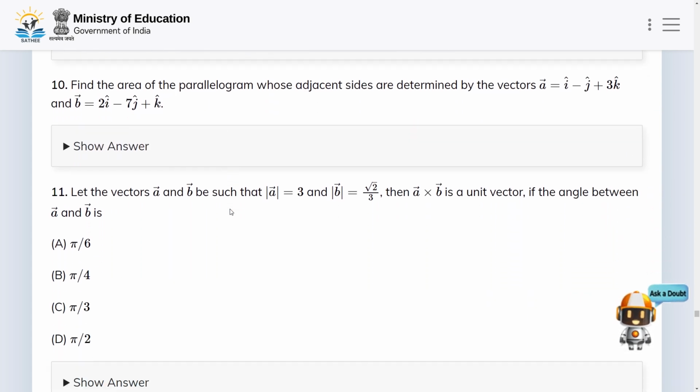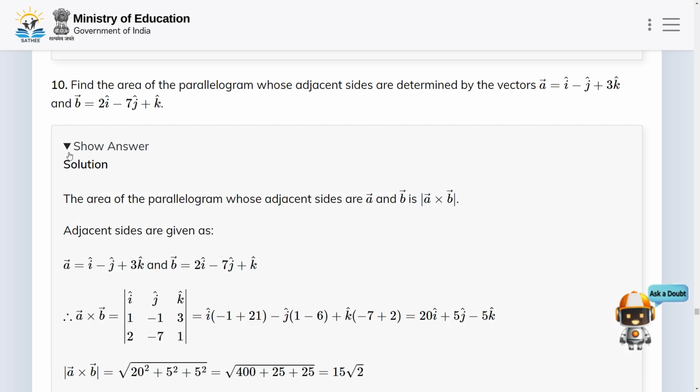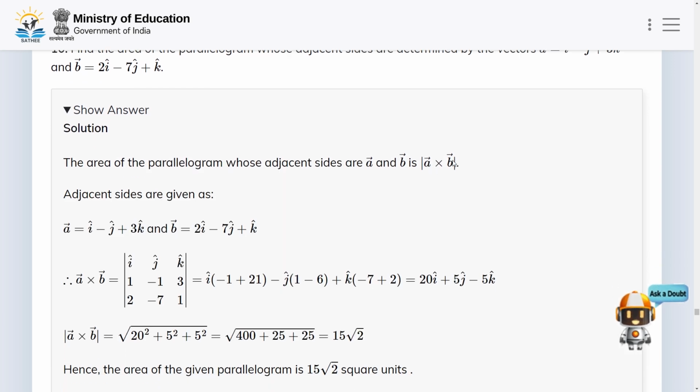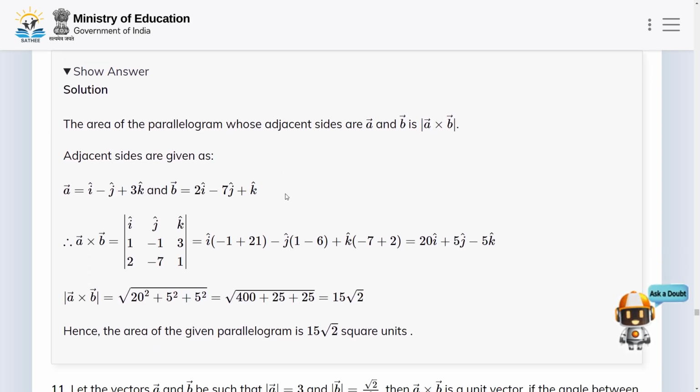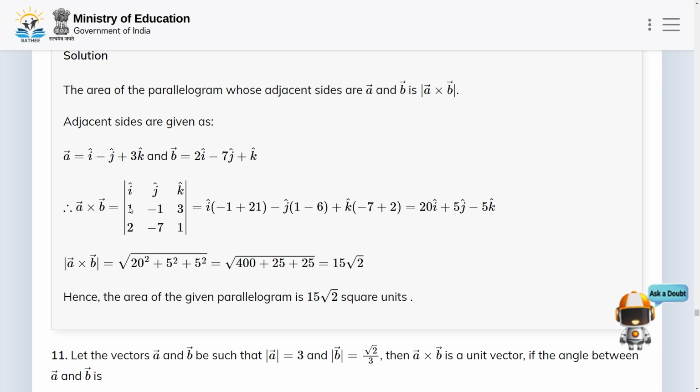Now 10th problem. Find the area of the parallelogram whose adjacent sides are determined by the vectors A and B. So very simple. The area will be the magnitude of the cross product. So the magnitude of the cross product of AB. The cross product of AB will be 20i hat plus 5j hat minus 5k hat.